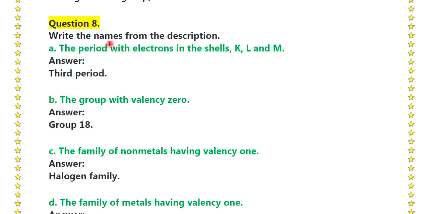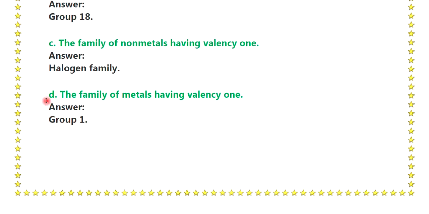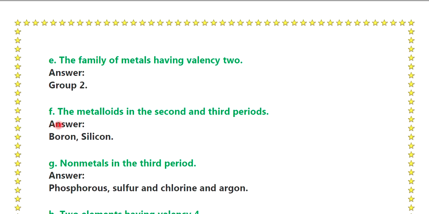Question number 8. Write the names from the description. A. The period with electrons in the shells K, L, M. It is the third shell, third period. B. The group with valency 0, group 18. C. The family of non-metals having valency 1, halogen family. D. The family of metals having valency 1. It's group first. E. The family of metals having valency 2, group second.